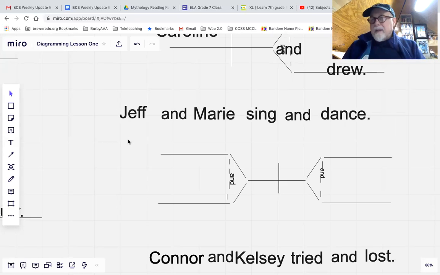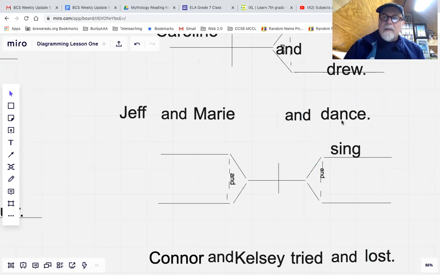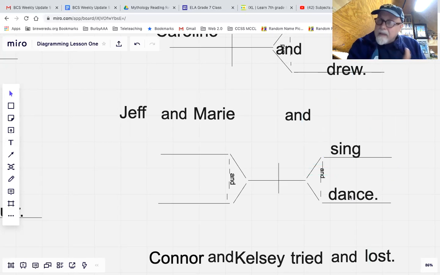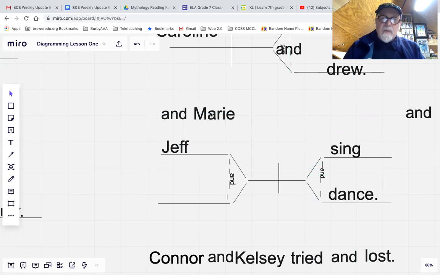Jeff and Marie sing and dance. Well, what's happening? First of all, it looks like a good time. We got some singing going on and we got some dancing going on. So the complete predicate is sing and dance. Now we're looking at what's left, and what's left, besides this 'and,' which is just going to move out of the way, is Jeff and Marie. So that will be the complete subject. We know it's the complete subject because we know who is singing and who is dancing, and they're both doing both things.